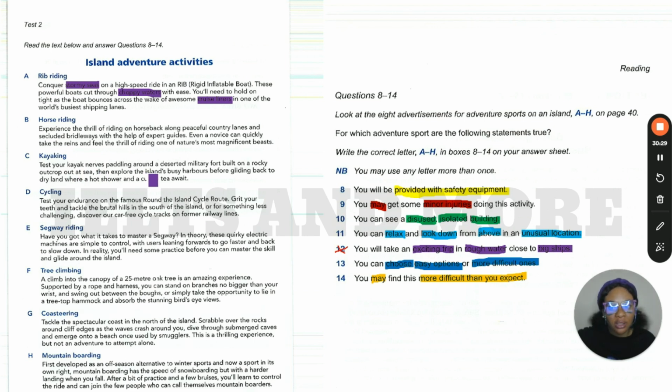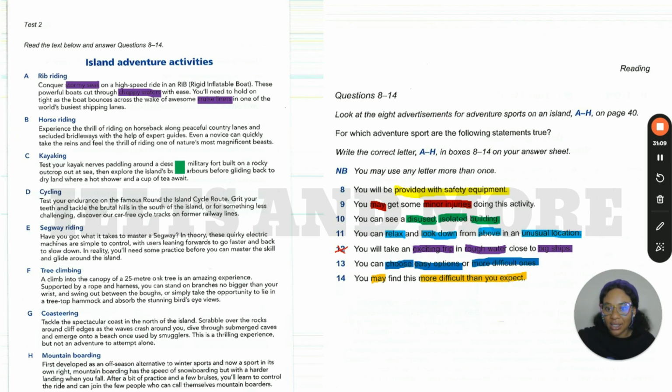Then explore the island's busy harbors before gliding back to dry land where a hot shower and a cup of tea await. So let's analyze it. I'm already suspecting C, and I told you why. But let's actually look at it, okay, to be sure. So here you have disused, isolated building. You can see a disused, isolated building.